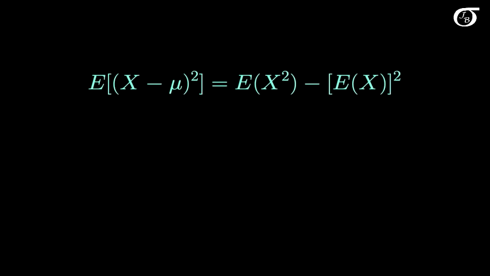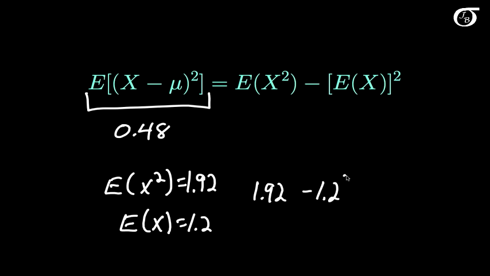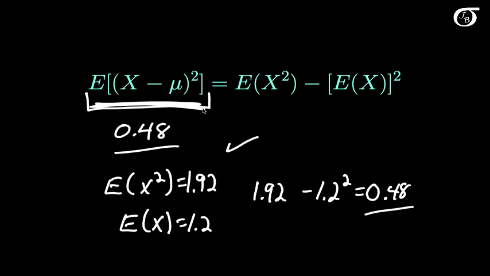Let's go back and take another look at this relationship. This relationship holds for any distribution, but let's verify that it works in our case. We just calculated that this quantity, the variance, is equal to 0.48. And we also calculated that the expectation of x squared is equal to 1.92, and that the expectation of x is equal to 1.2. And if we calculate 1.92 minus 1.2 squared, we'd see that that equals 0.48. So these two quantities are, in fact, equal. Now, we didn't have to actually use that relationship here because this quantity was quite easy to calculate, but sometimes this is a very handy relationship for us.